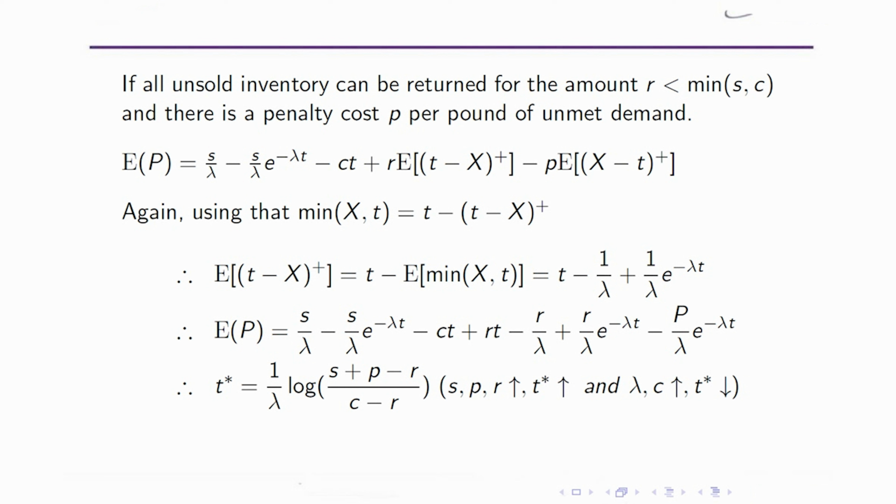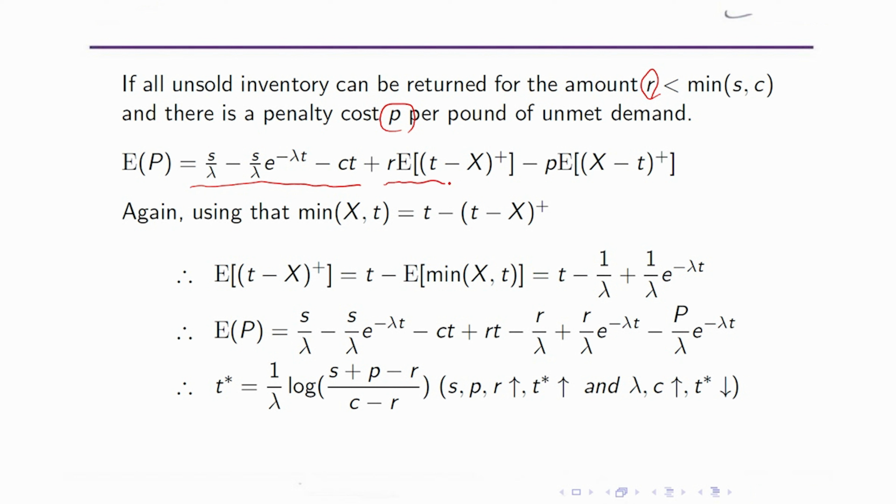Now, if we ask a further question: if all unsold inventory can be returned for the amount R, and of course, this R must be less than min(S, C). Otherwise, you can return all the commodities without selling any of them, right? So R must be less than min(S, C) to make the question make sense. And there is a penalty cost P per pound of the unmet demand. So in this case, the expectation of profit would be like this. Previously, we knew this, but now we add more complications.